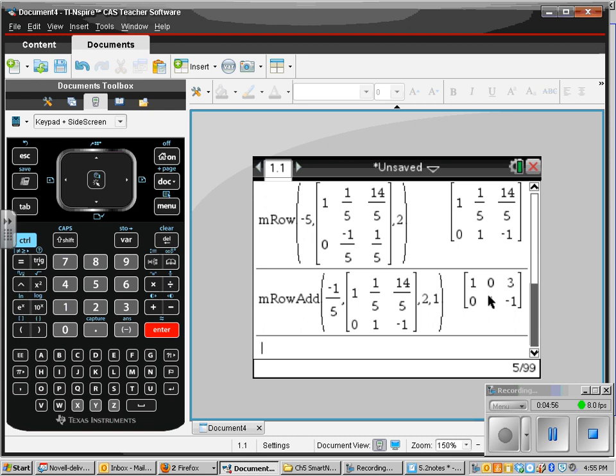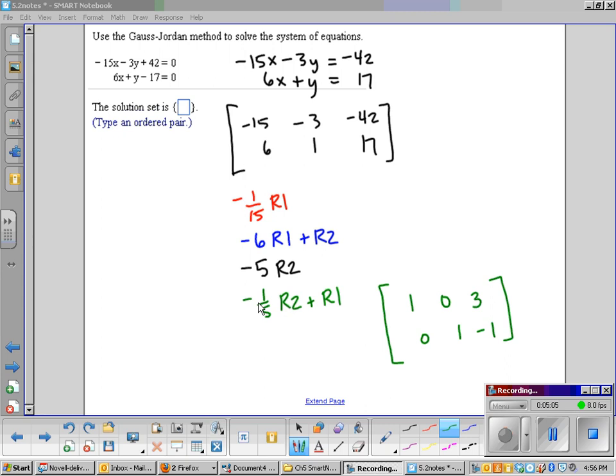So now I have 1s on the diagonal, 0s there, and my work is done. I do need to write that last step on my work. So this was my final step, to multiply row 2 by -1/5, and then add it to row 1, and this is the result that I got.